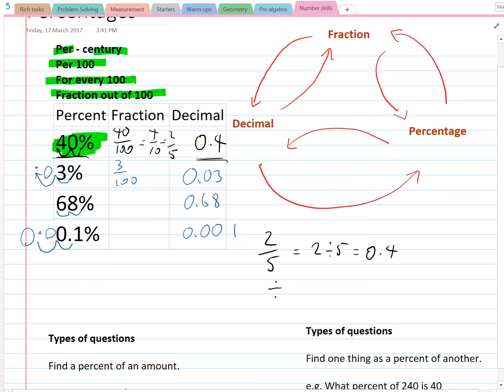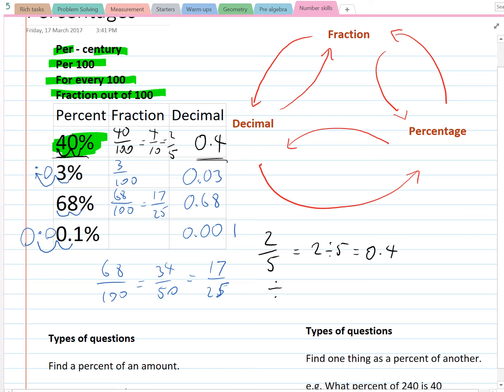What about fractions? Okay, so 3% is going to be 3 out of 100, and I can't simplify that, so it's fine. 68%, 68 out of 100. Now 68 out of 100 I can simplify. They're both even, so I could do 34 out of 50, and they're both even again, so 17 out of 25. Half of 34 is 17. Now, because 17 is a prime number, I can't break it down anymore. So that one is going to be 17 out of 25.